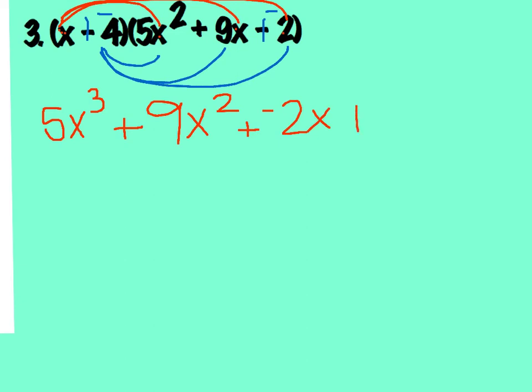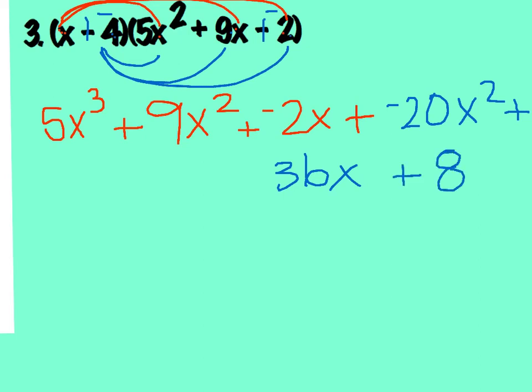Okay, now I need to move on to my negative 4. So I'm going to do negative 4 times 5x squared. That's going to give me negative 20x squared. Then negative 4 times 9x, that's going to give me negative 36x. And then negative 4 times negative 2 is going to give me positive 8. Okay, and I just ran out of room. That's why I added this right here, so you can still see my work.